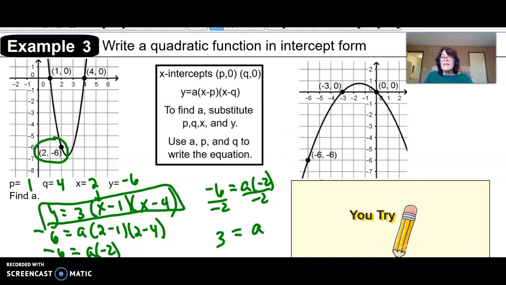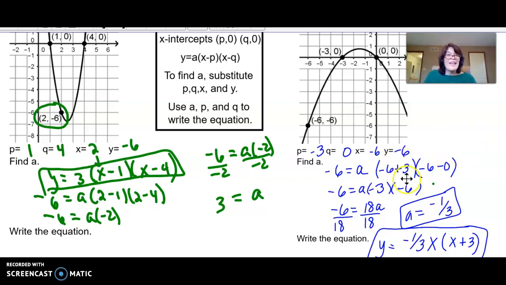Okay, you try this one. Hopefully you paused me, and let's check your work. p is -3, q is 0. Another point on the graph, x is -6 and y is -6. So we use this equation and substitute everything we know. -6 equals a times x minus p, that's +3 then, and x minus 0. You do that and you get a to be -1/3. Then you get your equation, y equals -1/3 times x minus 0, we just write that as x, times x minus -3, which we write as x plus 3.